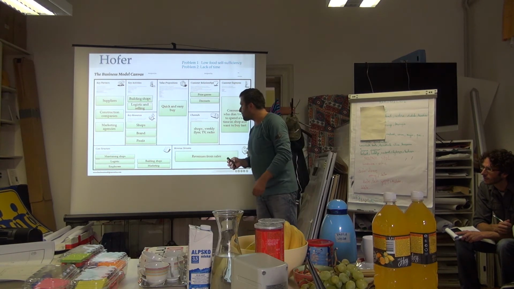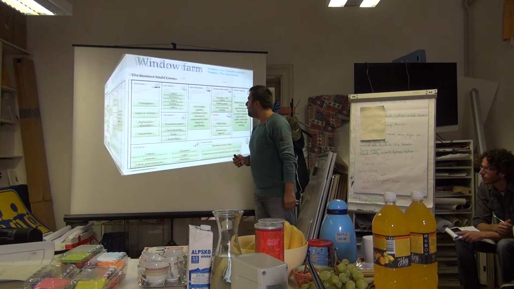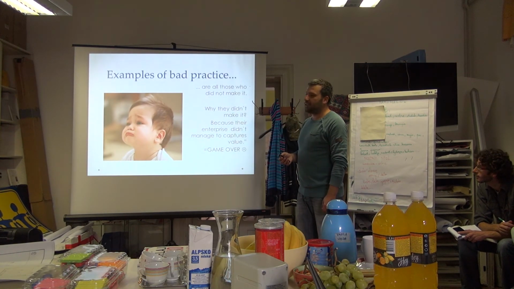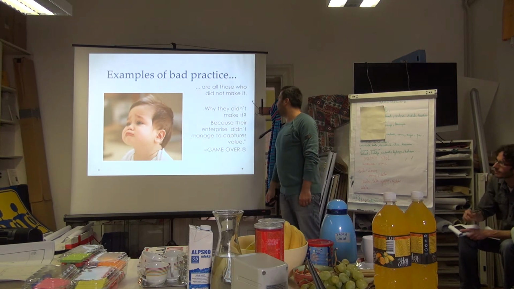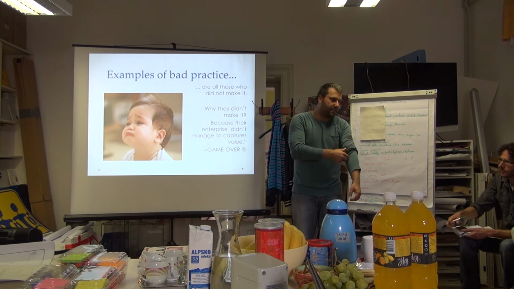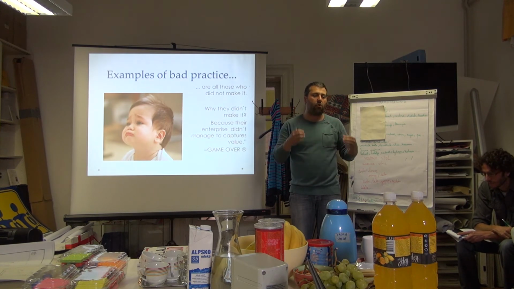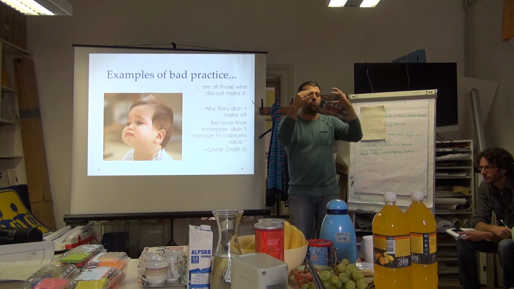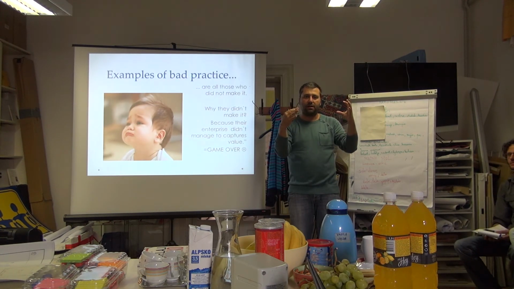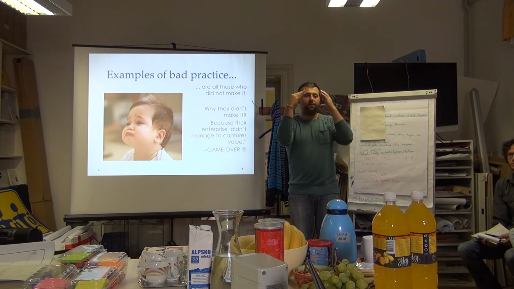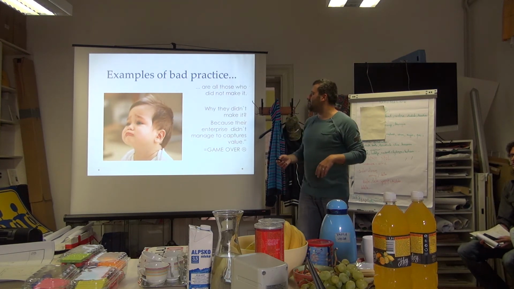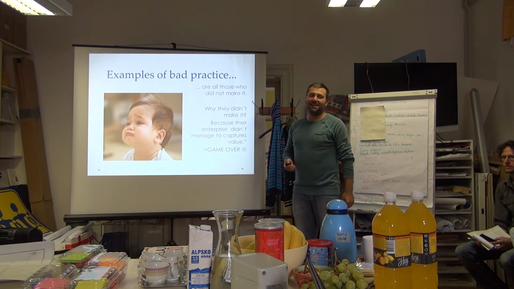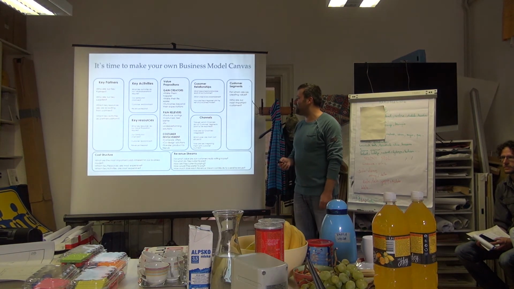Okay, I will skip this one. And of course, examples of bad practice. Everyone who did not make it is an example of bad practice, and everyone who did is an example of good practice, because the business model is the core of your company. If you somehow manage to connect all these 9 blocks together, you will succeed, and if you don't, you don't succeed. All the companies that don't succeed are examples of bad practice in designing business models.